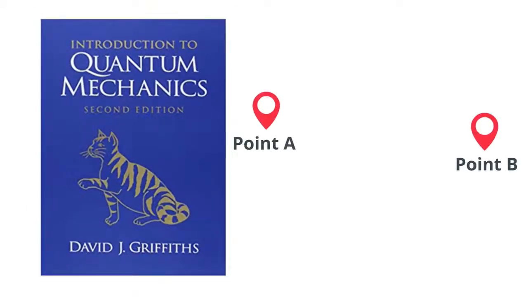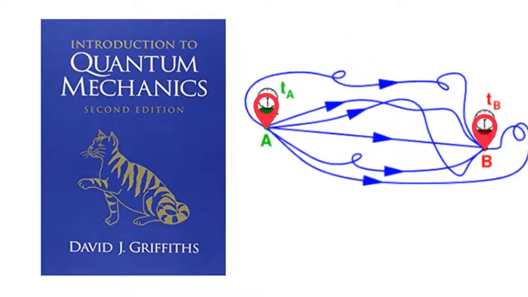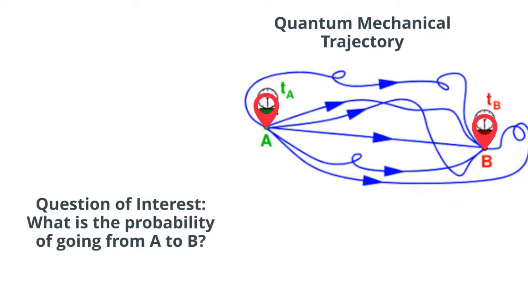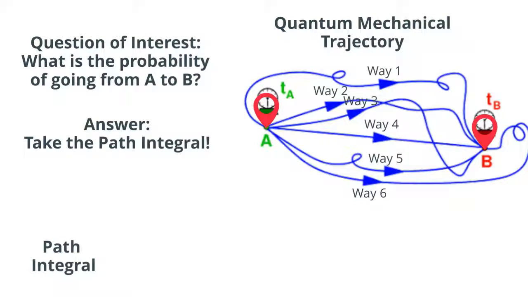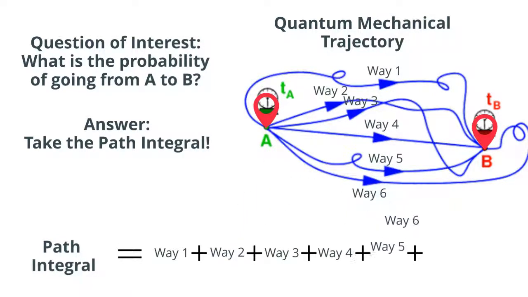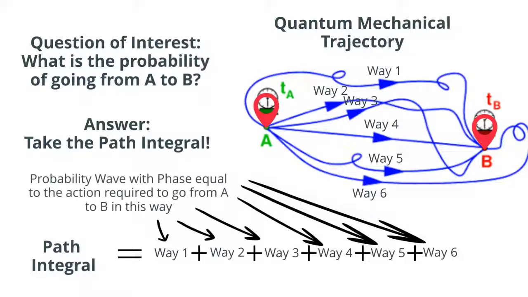Finally, we saw how in the world of quantum mechanics, state transitions cease to be completely deterministic. Thus, we are not able to discuss the exact way a system will go from state A to state B, but rather must analyze the probability that such a transition would occur. We determined through the principle of superposition that this probability could be calculated by taking the path integral, that is, the sum over all the different ways the transition from A to B could be achieved, with each way being represented by a probability wave with a phase factor proportionate to the action required to make its particular transition.